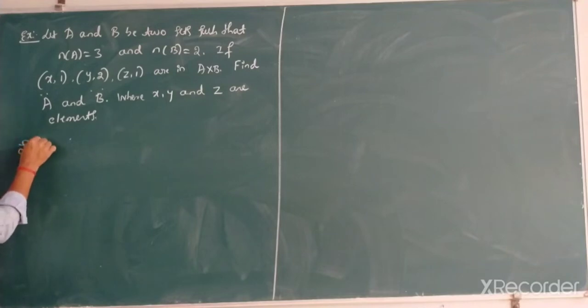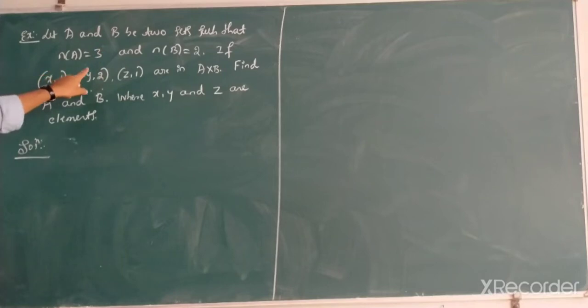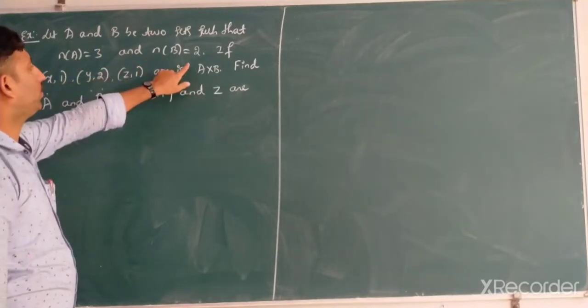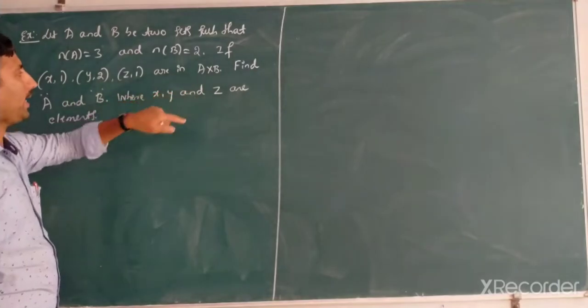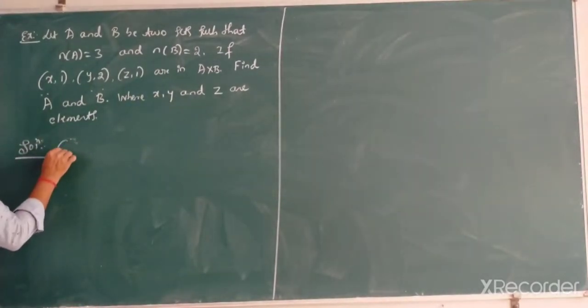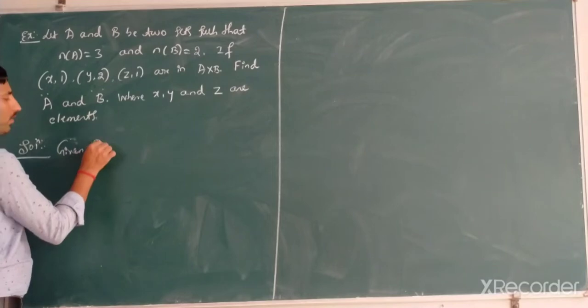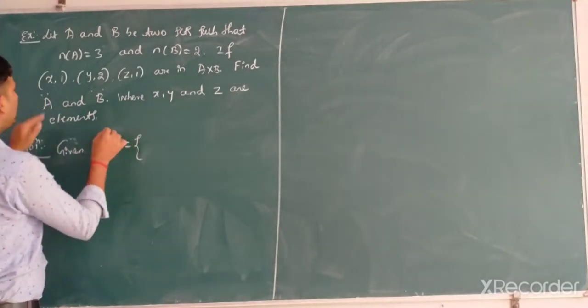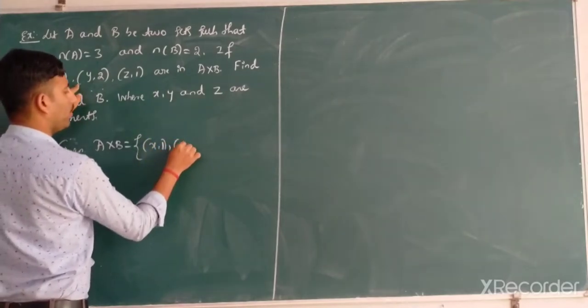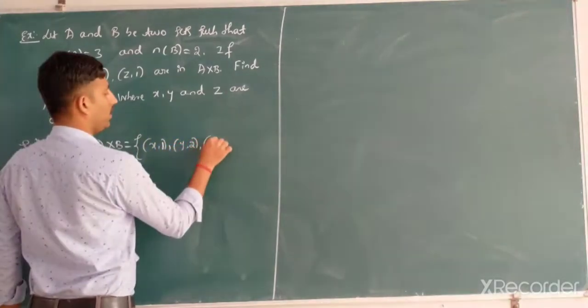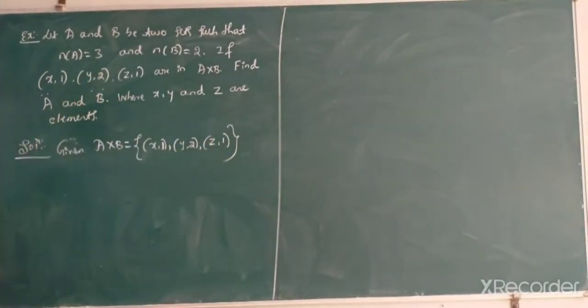Solution. What are they given? A and B are two sets such that n of A is equal to 3 and n of B is equal to 2. If (x, 1), (y, 2), (z, 1) are in A cross B, it means we are given A cross B which is equal to these values, correct? (x, 1), (y, 2), (z, 1), correct? Then find the value of A and B.